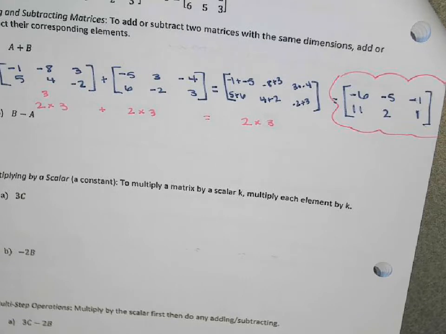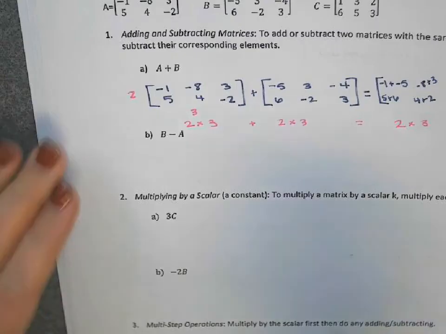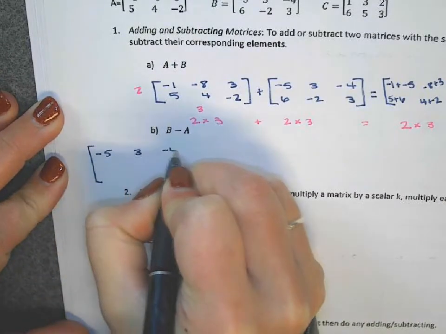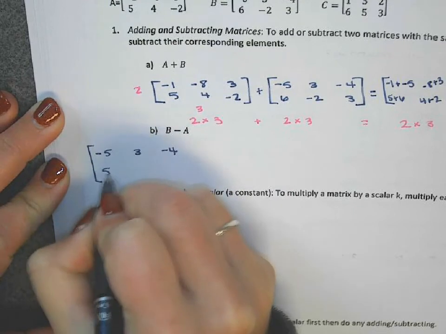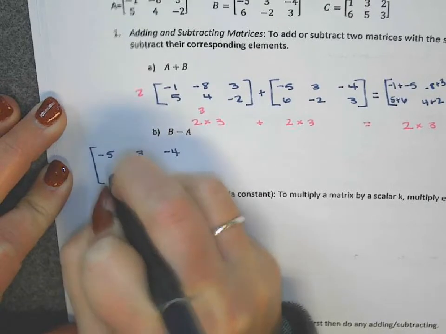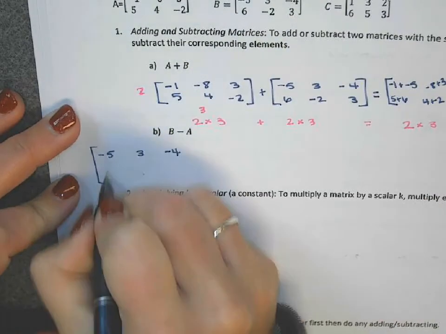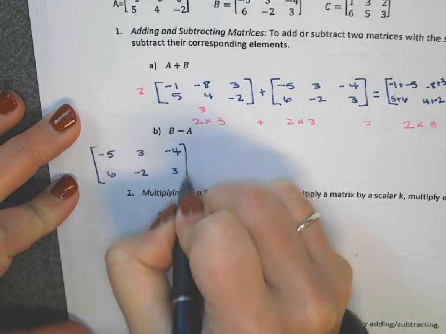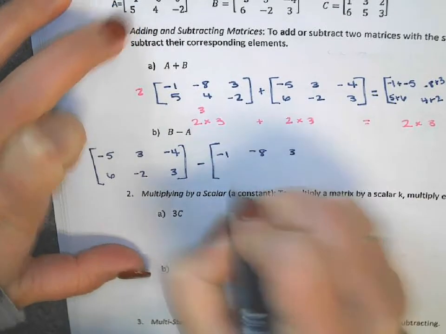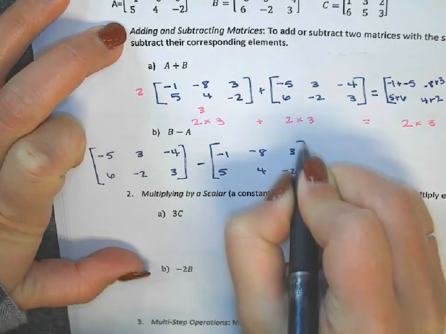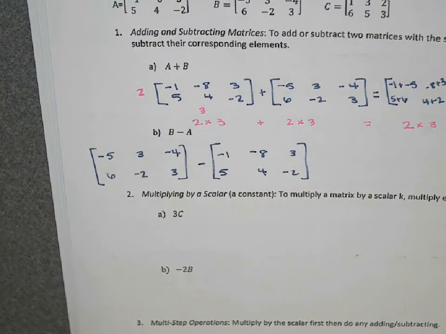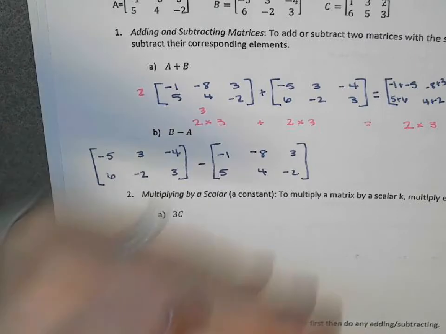Okay, so we're going to do this next one. This next one is B minus A. So we're going to write out B. B is negative 5, 3, negative 4. Second row in B is 6, negative 2, 3. Minus the A, which is negative 1, negative 8, 3. On the bottom, 5, 4, negative 2. It gives us what the matrices are up at the top. Did we see that? Okay, so that's our problem that we're given.